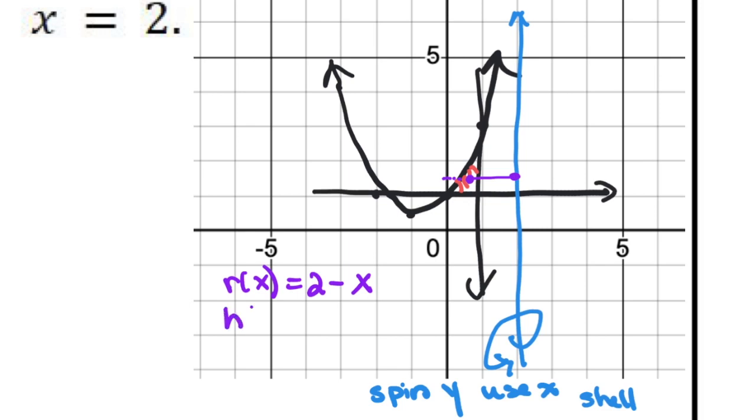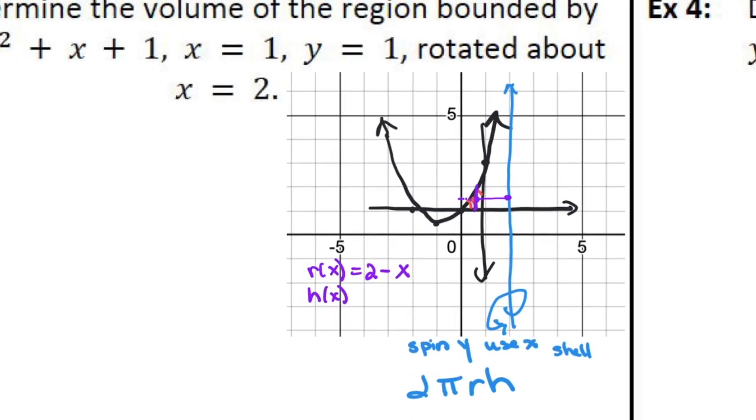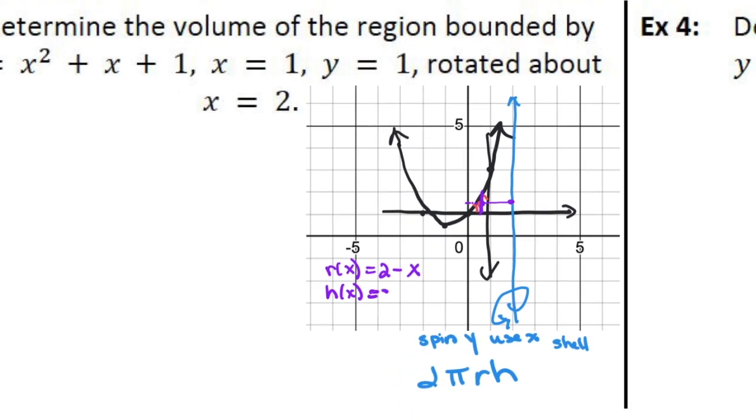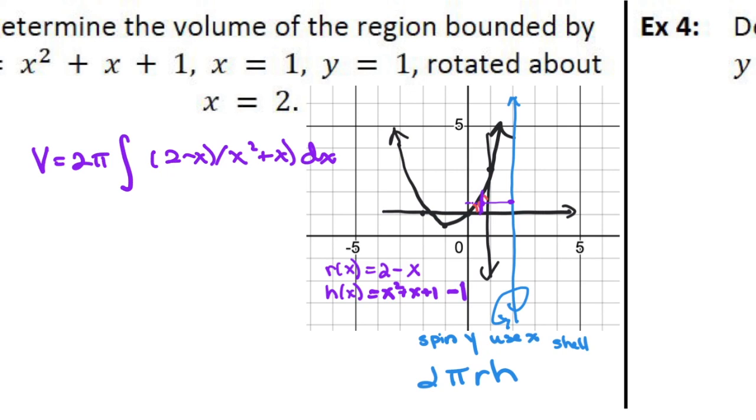That's a little different. The height is perpendicular to that point or to that line, and the height will be the curve that we're playing with, which is our x squared plus x plus 1 minus that bottom number, which happens to be a 1. So the volume is equal to 2 pi r. The r is the quantity 2 minus x times the height, which is your x squared plus x, and then we have a nice little dx here.